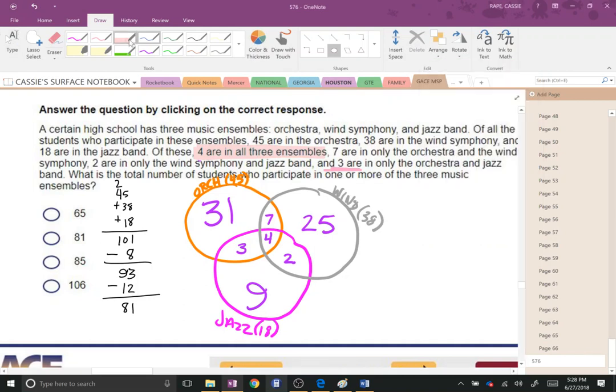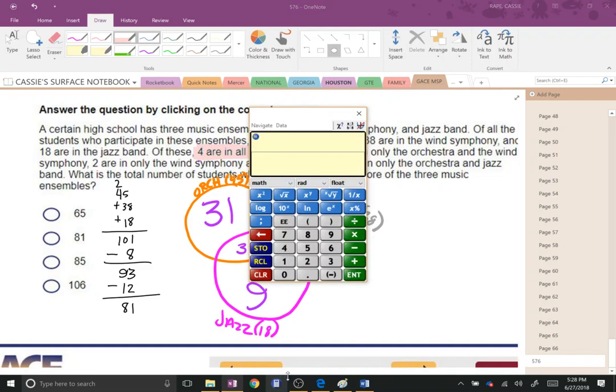So I did, let's just make sure. All right, I'm going to put this in another window. Just one second.